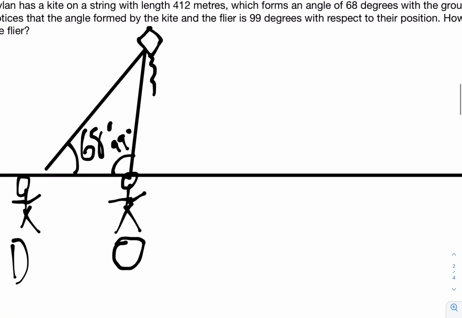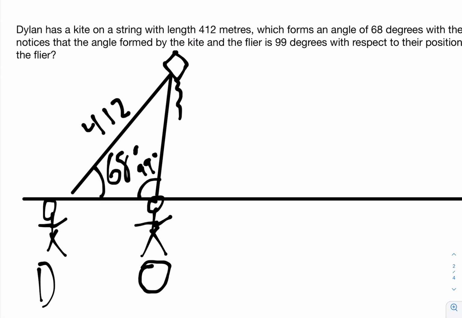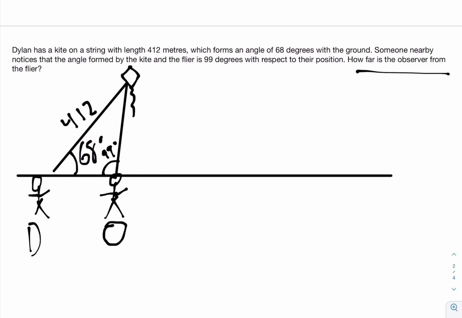Okay, so we need a side length, and the side length is going to be this 412 here. So it says the length of the string from Dylan to the kite is 412 meters, right? So if we're looking for the distance between, because it says how far is the observer from the flyer, so how far is the observer from Dylan? Well, the observer is on the right, Dylan's on the left. We know this 412. We know this is 99, so that's one pair, right? 412 and 99, an angle side length pair.